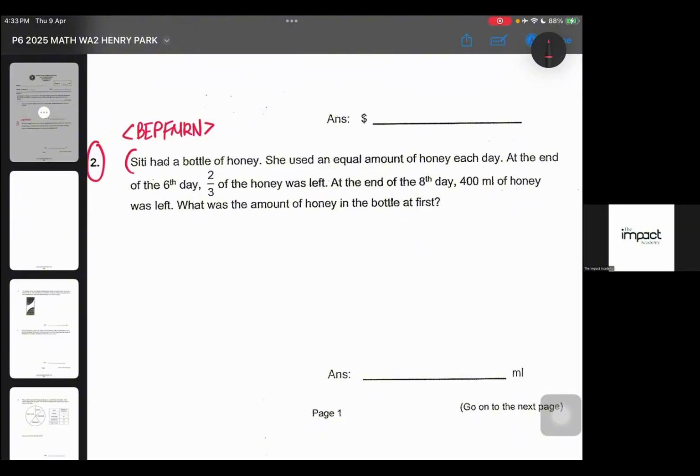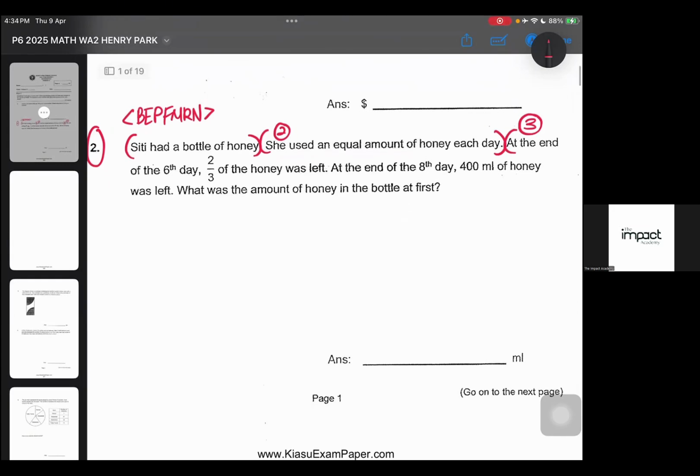So the question says Cindy had a bottle of honey. Sentence number 2, she used an equal amount of honey each day. That means every day she uses the same. Am I making sense? Sentence number 3 says at the end of the 6th day, 2/3 of the honey was left.